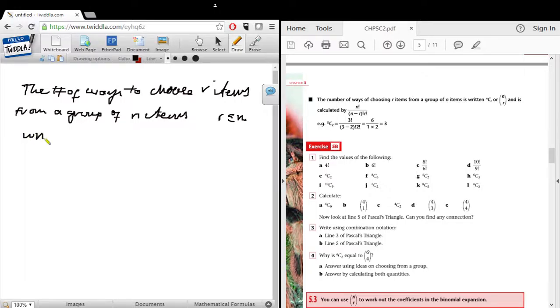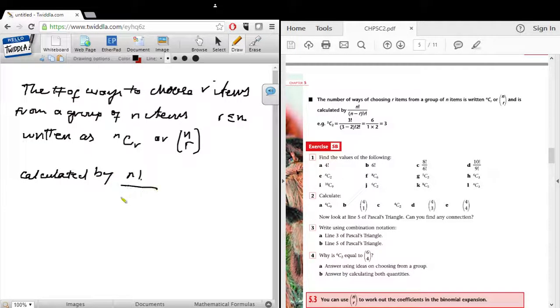written as nCr, and is calculated by n factorial over n minus r factorial times r factorial.